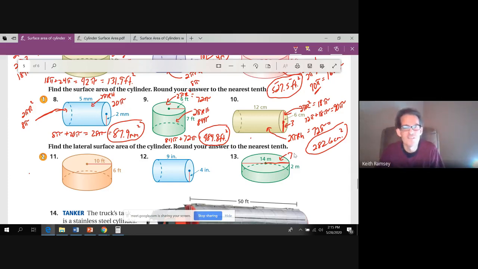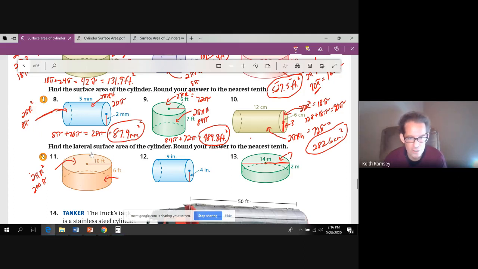Okay, hopefully that gave you a chance to look at 11, 12, and 13. Let's look at 11 together. So for my top and my bottom, my formula is 2 pi r squared. So if the radius is 10, I know 10 times 10 is 100, times 2 is 200 pi. Then I want to find the area of my lateral surface.